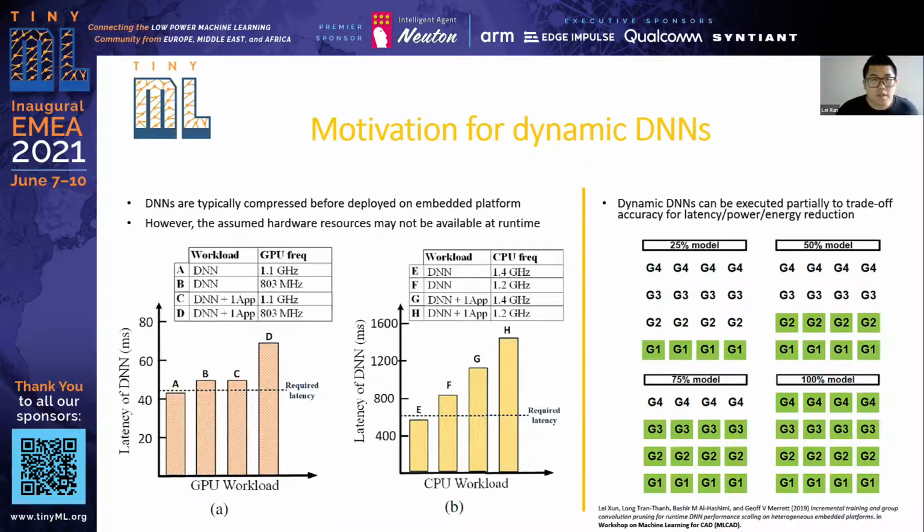Yeah, actually, here we only deploy one backbone, which is the 100% model. And the 25% model, 50% model, and 75% model are all part of this larger model. So they are sharing weights.